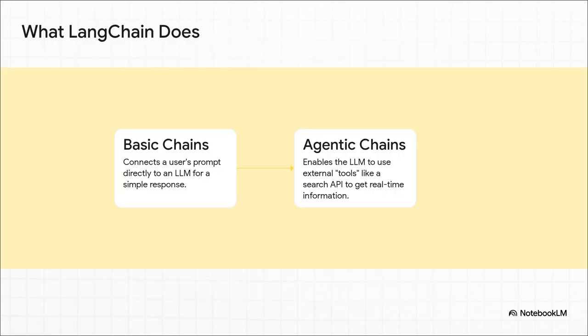LangChain is powerful because it's so flexible. For starters, it can create a simple chain that just passes your questions straight to the LLM. But the real magic, the absolute game changer, is when you use it to create agents. An agent gives the LLM superpowers. It can give it tools, like the ability to use a Google Search API to look up live, real-time information before it even tries to answer your question.